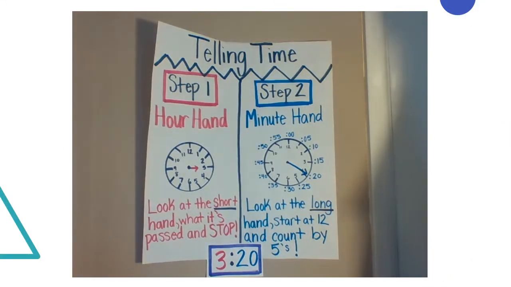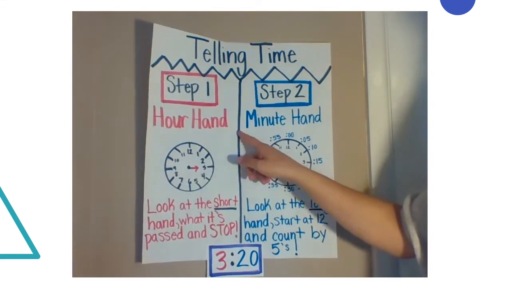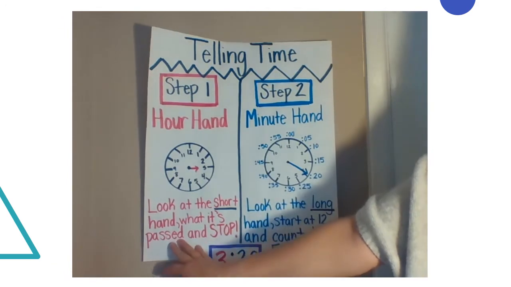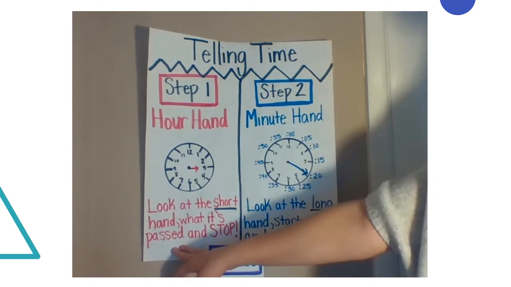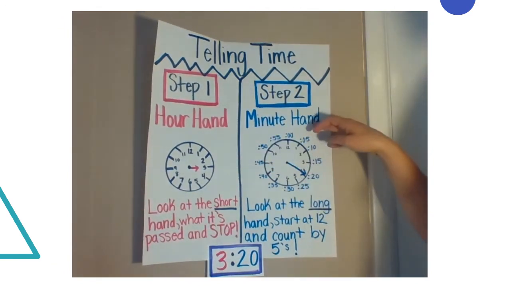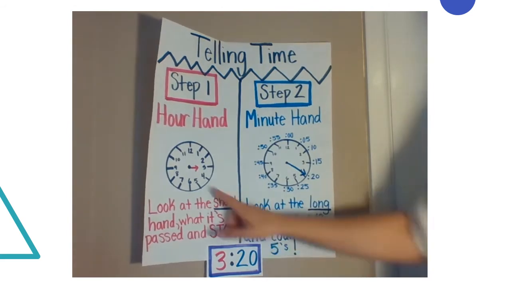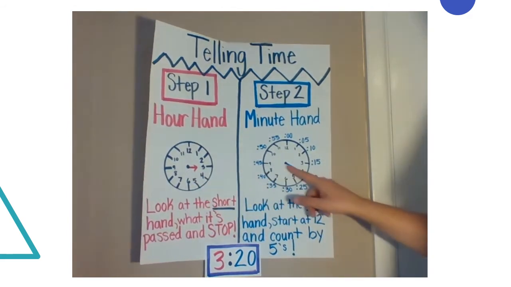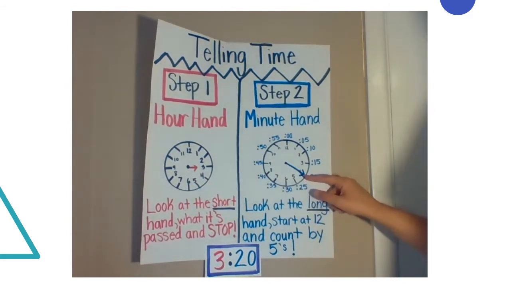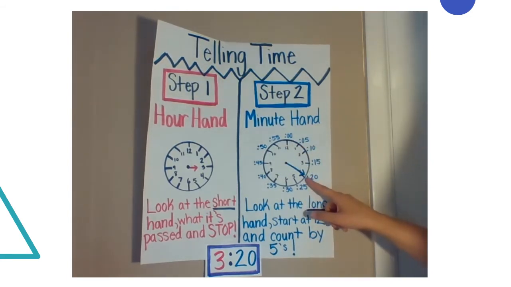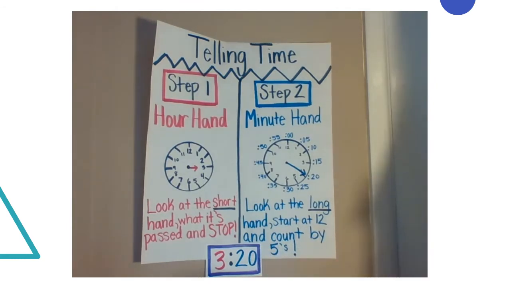So let's review. Remember, step 1 to telling time, you have to find the hour hand. So look at the short hand and what it's past and stop. Step 2, you look for the minute hand, and you have to start at the 12 and count on by 5s. So this time here would be 3, and the minute hand is pointing to the 4, count by 5s, 5, 10, 15, 20. This time is 3:20.